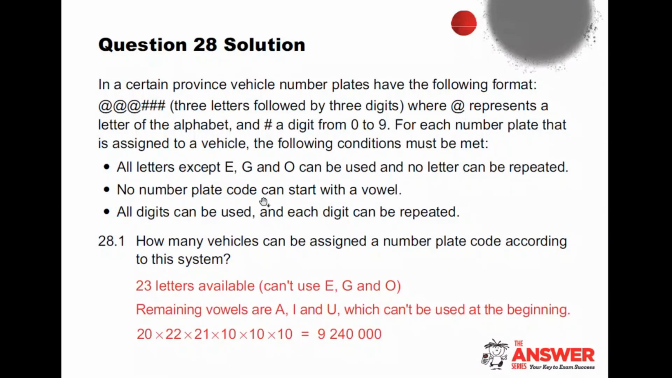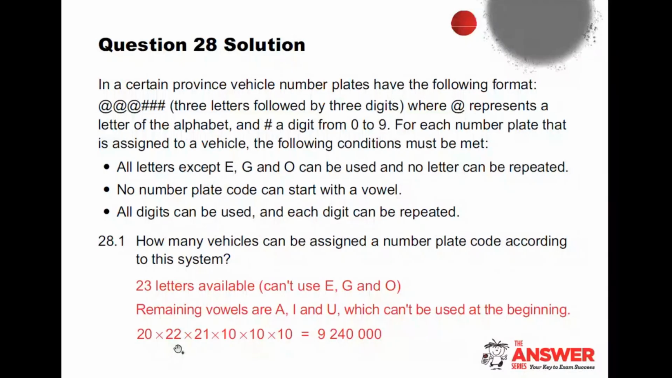A number plate code cannot start with a vowel. Okay, no number plate code can start with a vowel. My remaining vowels are A, I, and U. So 23 letters in the alphabet because of that condition, minus 3 because I can't start with a vowel. So how many letters can I start with? 20.